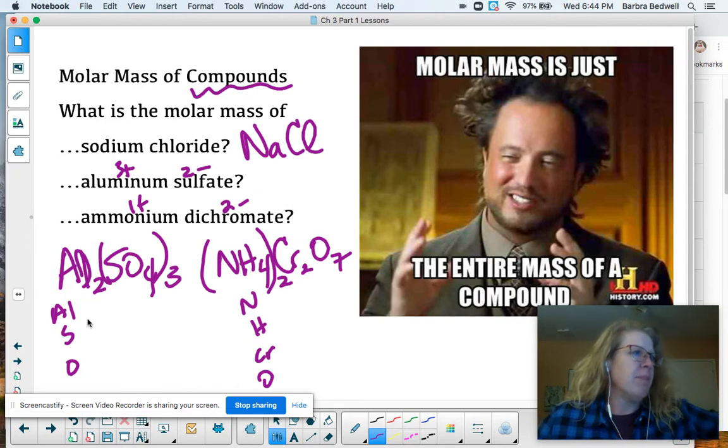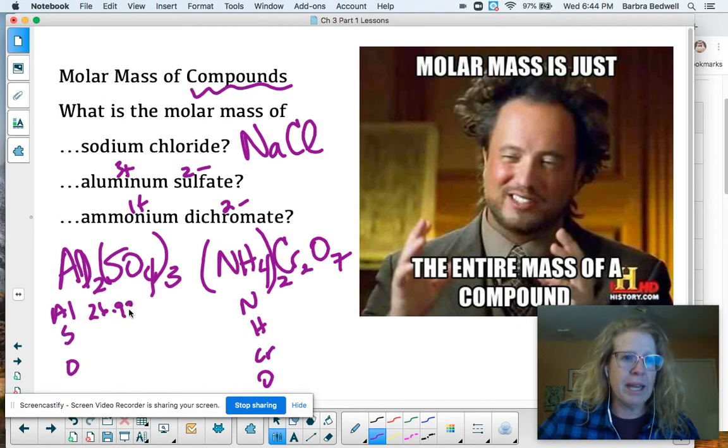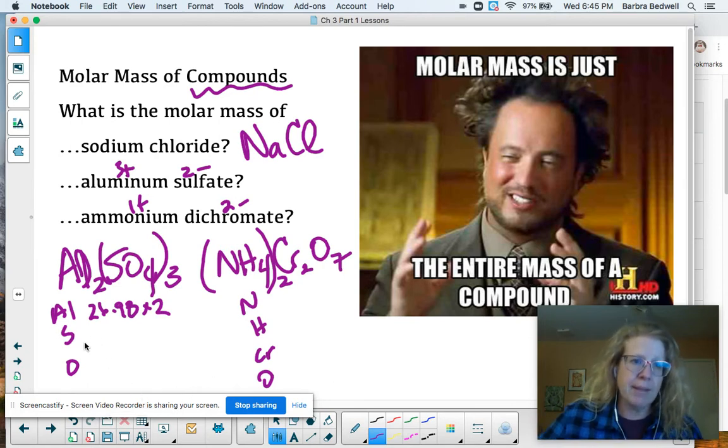Aluminum, finding it on the periodic table, 26.98 times 2. There are 2 aluminums in here. We do have to include both of those in the molar mass. Sulfur is 32.07. And now there's 3 sulfurs in this. Again, this 3 outside the parentheses does distribute across to both the oxygen and the sulfur, so times 3. And then oxygen.